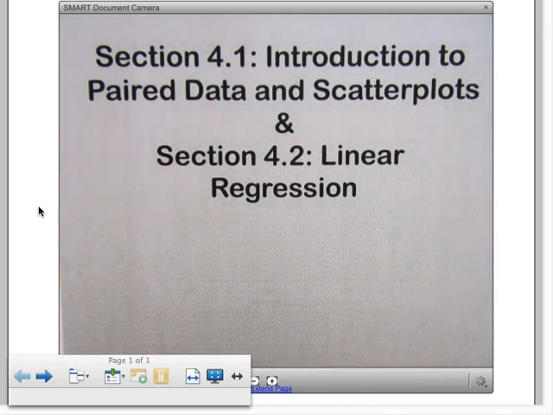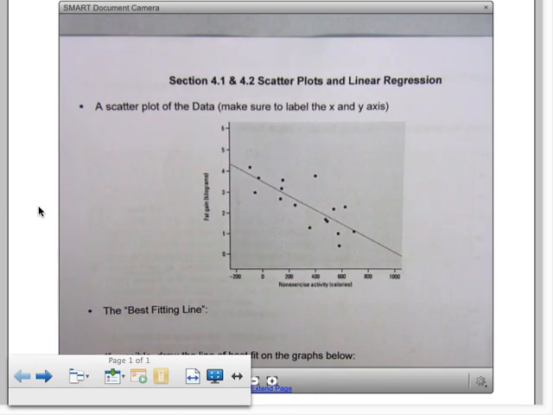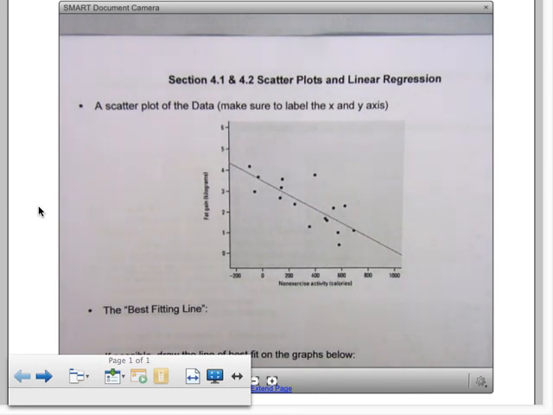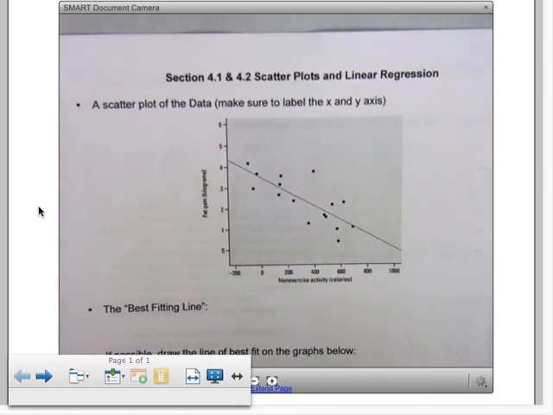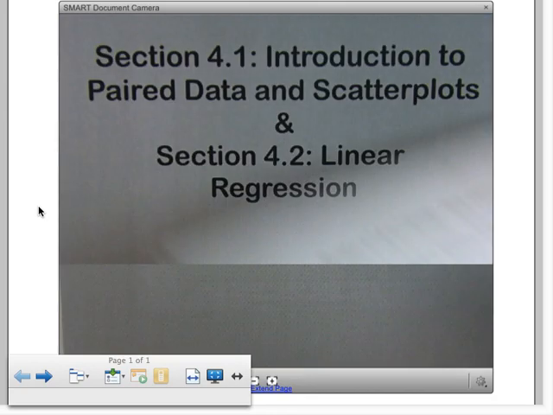Okay, so we're going to get started with section 4.1 and 4.2. Make sure you have the guided notes packet. It should look something like this. That way it'll make it a little bit easier as you go through the video just to fill in the blanks instead of trying to take full notes.